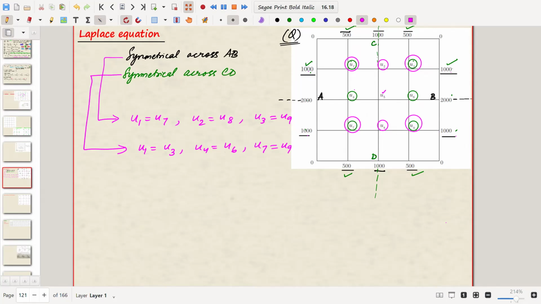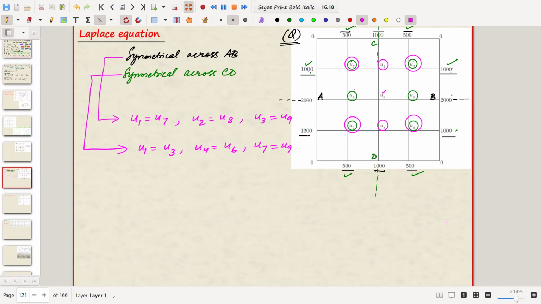What kind of method do you use? You use the diagonal 5-point, you use the standard 5-point. However you find the values of U1 to U9 initially, then keep on iterating so that it will converge to the actual solution. So which one should you consider first? You tell me.